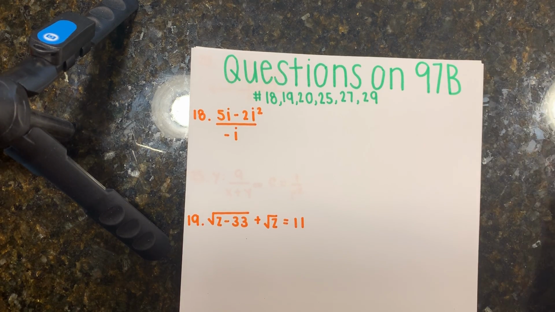Today we are going to be going over your questions that you have on lesson 97B. We're still going to do numbers 18, 19, 20, 25, 27, and 29.